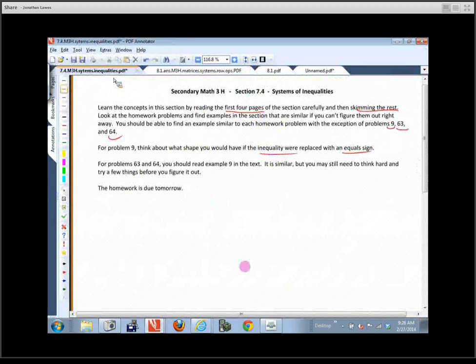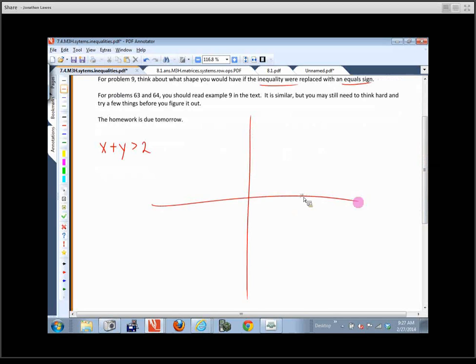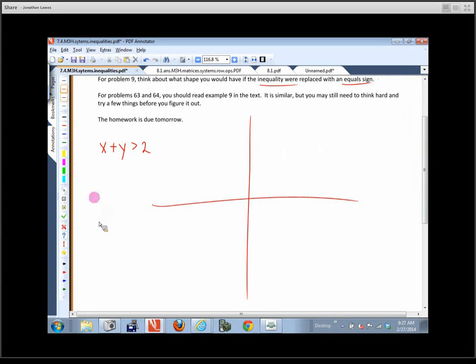Can I get your attention for just 1 second? Let's say I had to graph that inequality. And let's say I had to graph this one. We're going to graph this. It's going to be what shape? It's going to be a line, right?